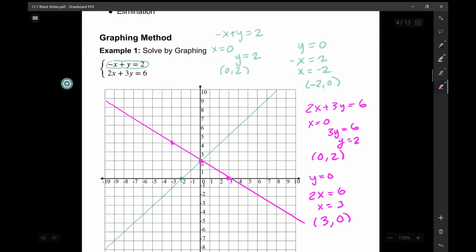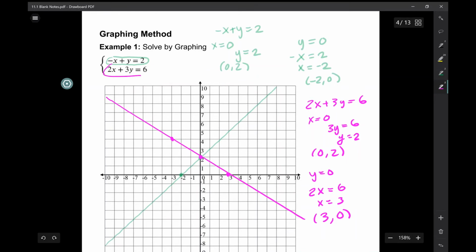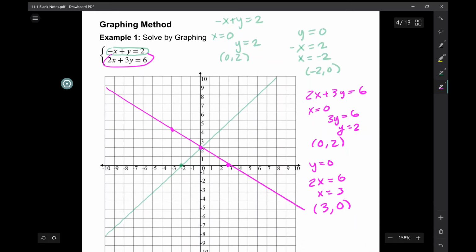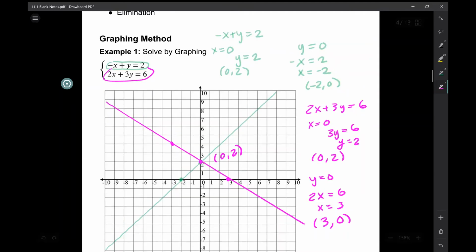And we can see the intersection of these 2 lines happens at exactly one point, and that's the point 0, 2. So 0, 2 is the only point on both lines, and it's the only point that solves both the equations. We can check that 0 plus 2 is 2, and 0 plus 3 times 2 is 6. So there's my solution.